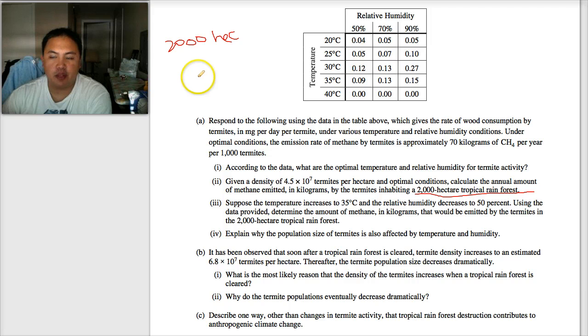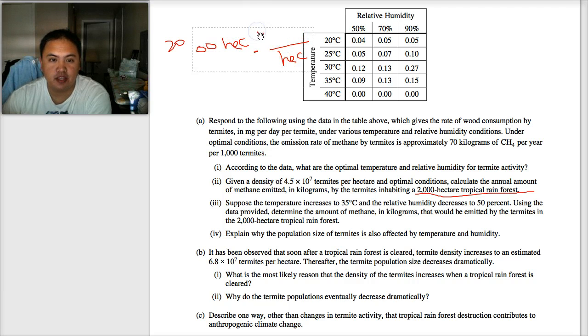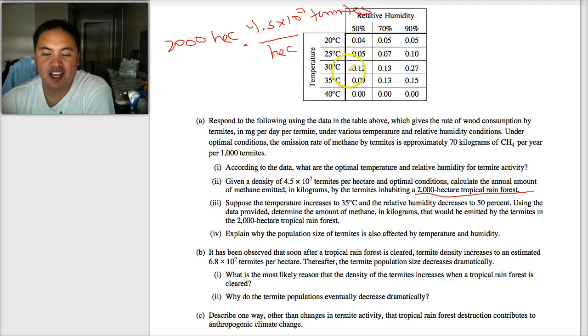And then I need to find something that would cancel this out. So remember in this one it says I have 4.5 times 10 to the 7 termites per hectare. So I'll multiply by, and just to get this to cancel out, for each hectare, I have 4.5 times 10 to the 7 termites. I know this is messy, so just bear with me. And then I need to get rid of termites. Remember, ultimately, I want CH4 per year.